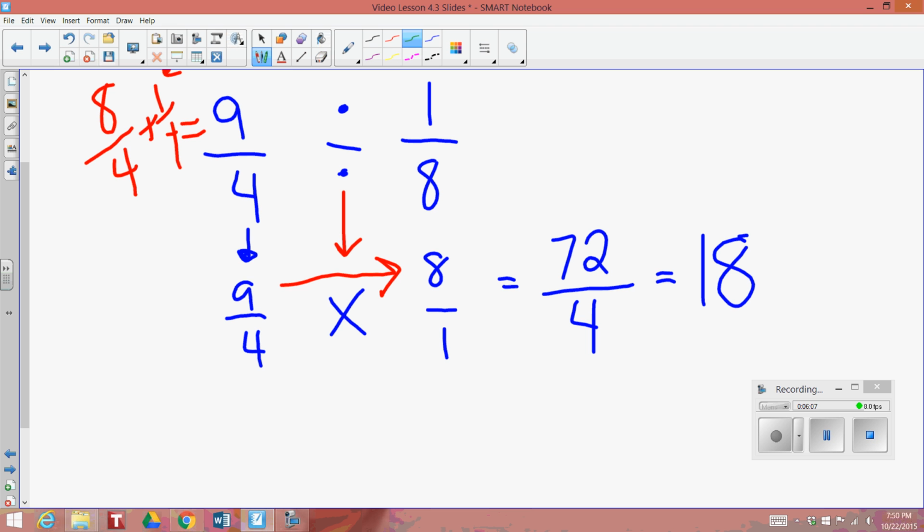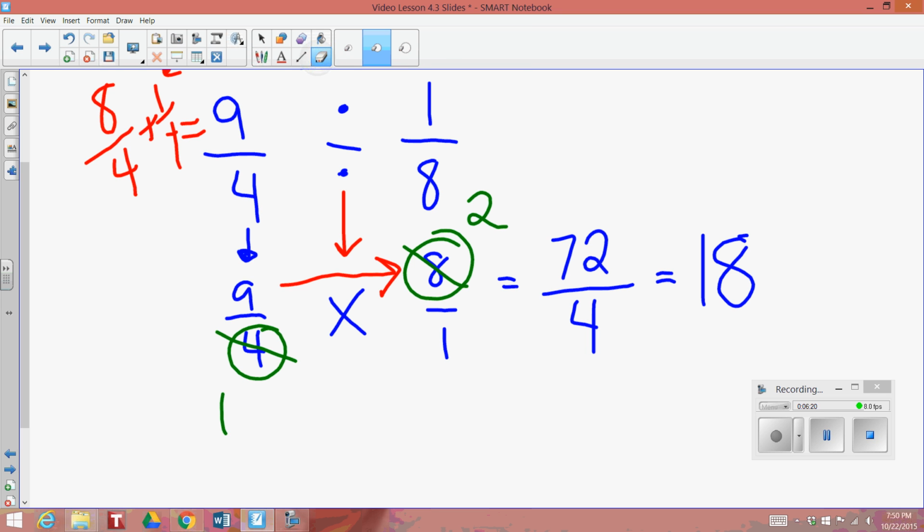So I noticed that my denominator of 4 and my numerator of 8 have a common factor of 4. 4 divided by 4 is 1. 8 divided by 4 is 2. 9 times 2 is 18. And then 18/1 is our 18 again. Now remember, you don't have to cross cancel.